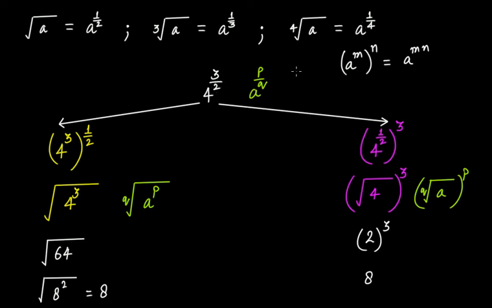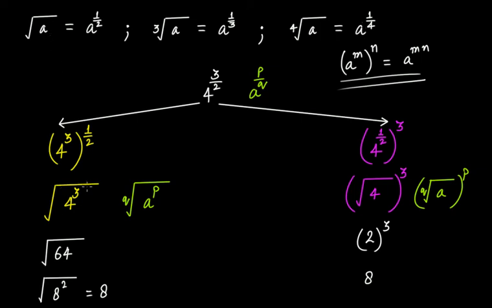Now, applying this particular law of exponents, you can clearly write it like this: 4 raised to the power of 3 multiplied by 1 by 2. Fine, because when you apply this law of exponents, you'll get back this number only. Now, 1 by 2 means what? We are talking about the square root.